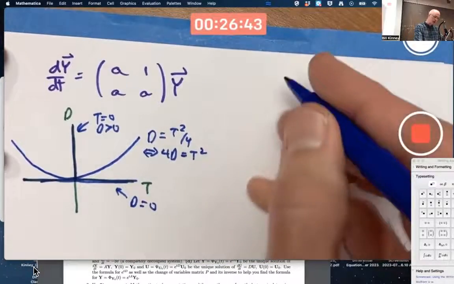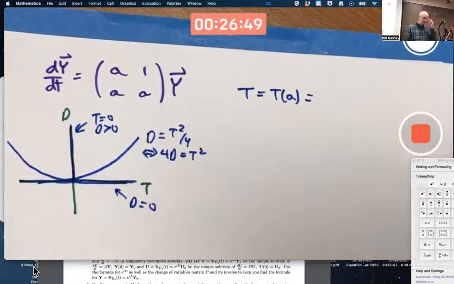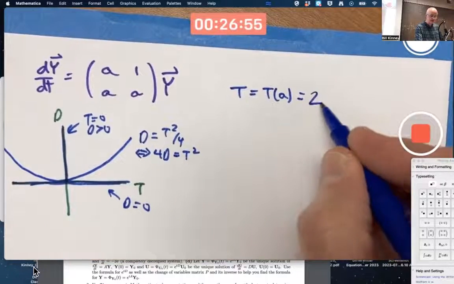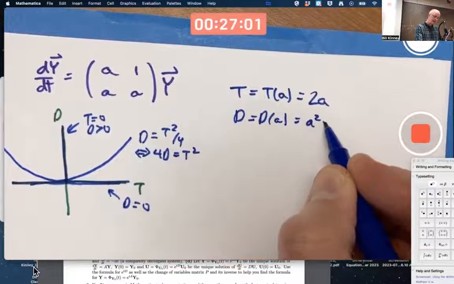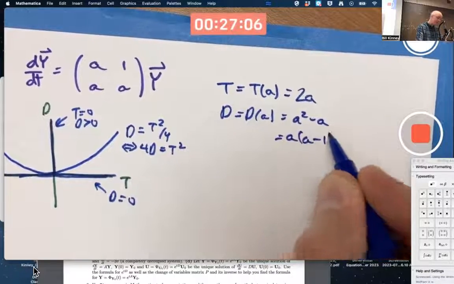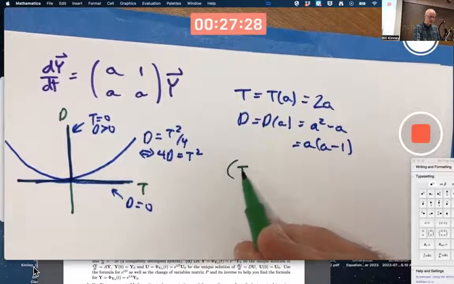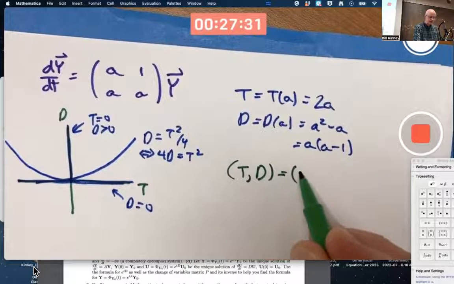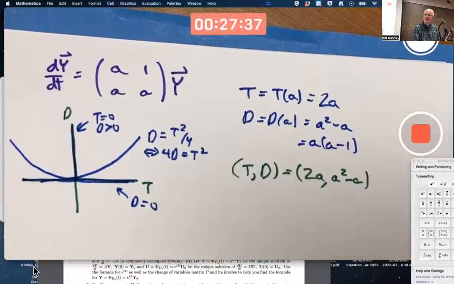So you want to figure out the trace and determinant as functions of the parameter. I'm abusing notation here, but that's okay. Trace is the sum of the entries on the main diagonal, so that's 2a. Determinant, you can see, is a squared minus a, a times a minus 1. To really fully understand what's going on, you want to plot this parametric curve, (t, d) equals (2a, a squared minus a) in the trace-determinant plane as a increases.